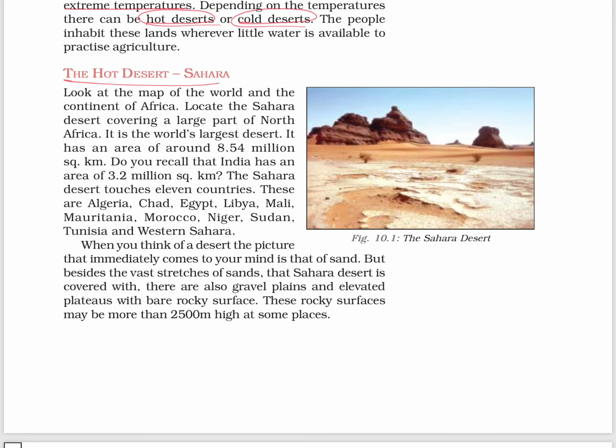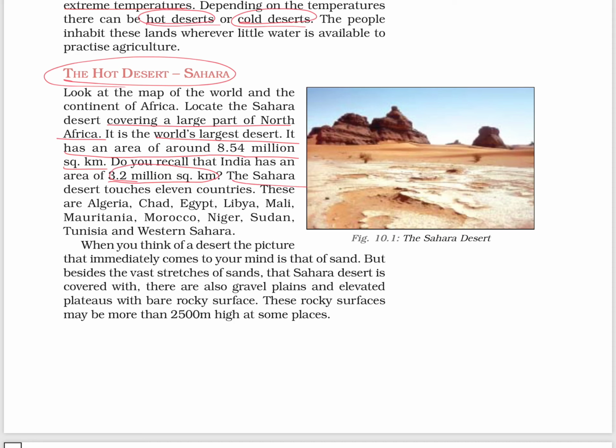Coming to the hot desert, Sahara. Sahara Desert, covering a large part of North Africa. It's the world's largest desert. It has an area of around 8.54 million square kilometers. If you remember, India has an area of 3.2 million square kilometers. But only Sahara Desert itself has an area of 8.54 million square kilometers. That is, it's much larger than India.